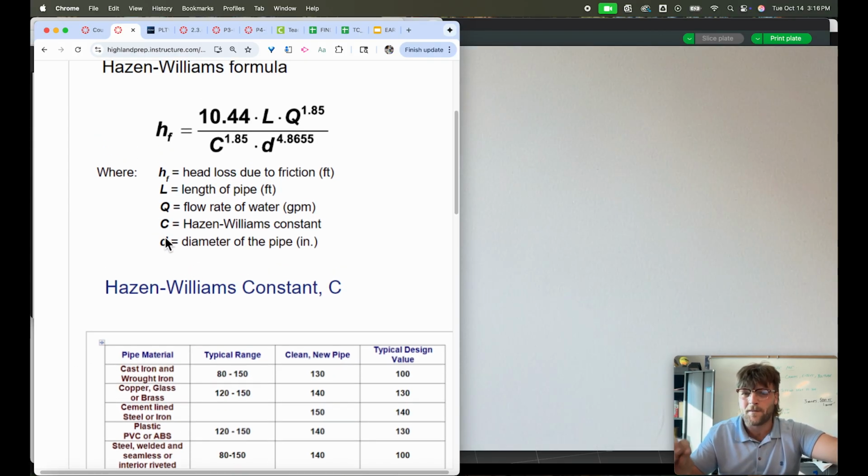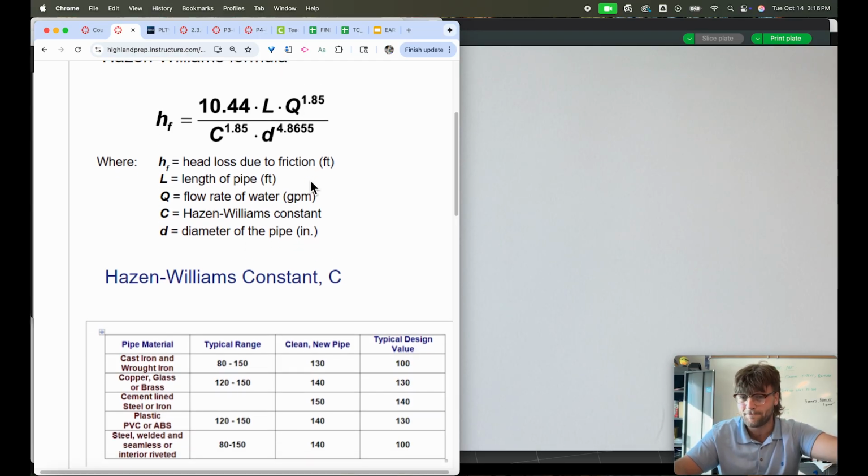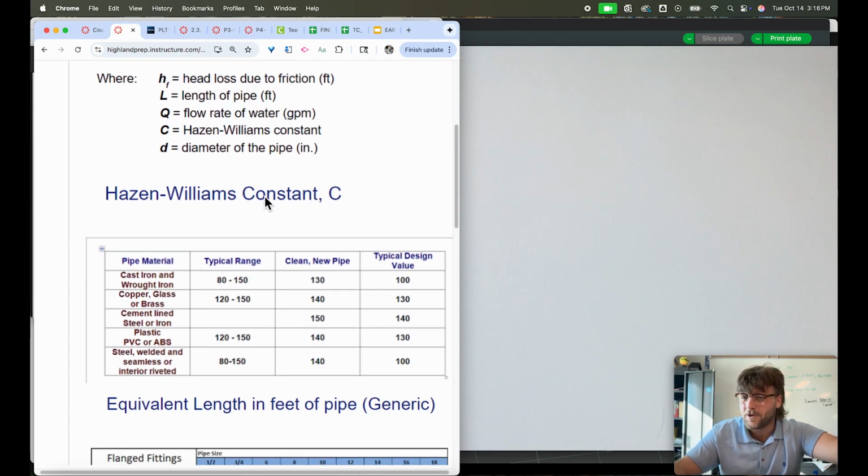D, remember, is the diameter of the pipe, and that is in inches. And so what we're going to do is get all of these values, then we can plug them into this formula to determine the head loss due to friction. Okay? Now, Hazen-Williams constant, C.